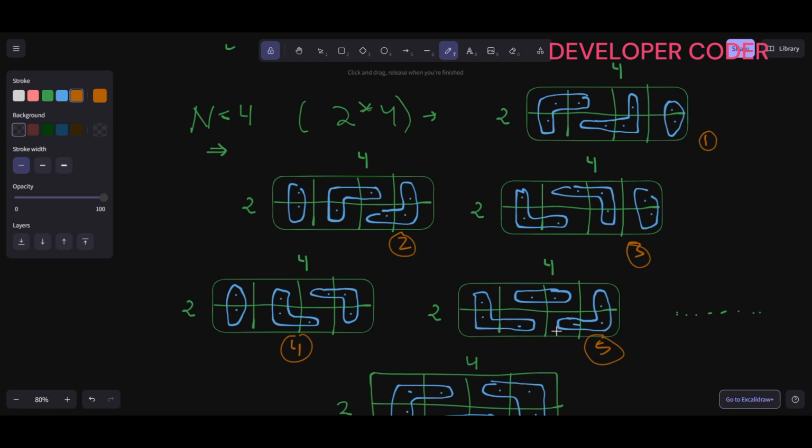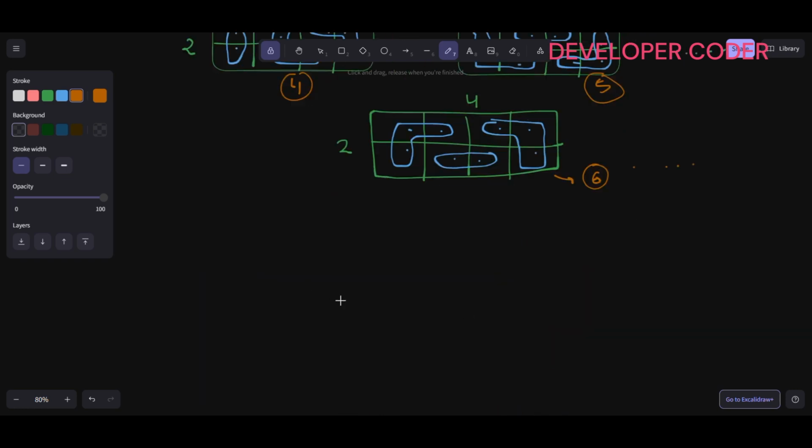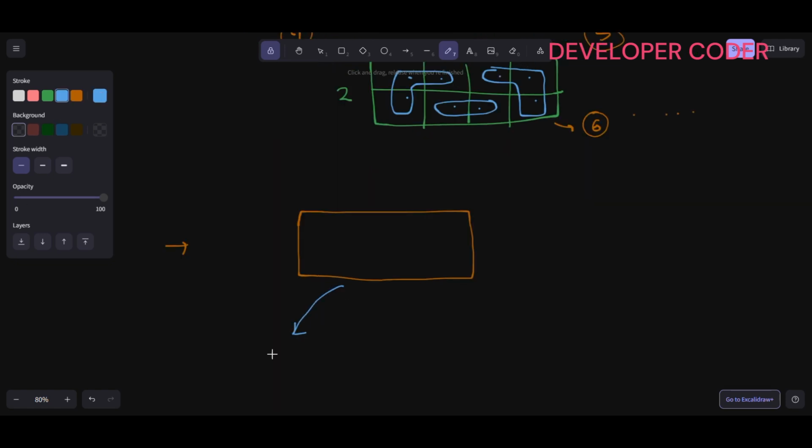So let's see. Before that, let's derive one formula. Okay, I want to derive one formula here. So here, let's suppose this is one tiling area, right? This is one tiling area. Now for this tiling area you have to find out the answer.